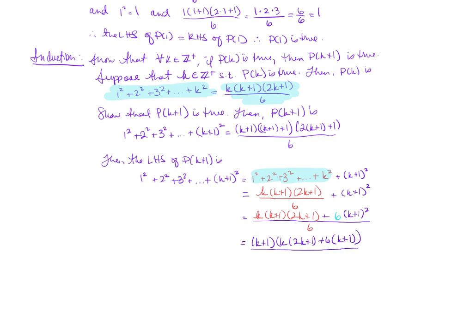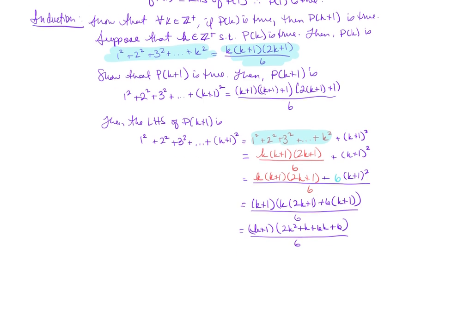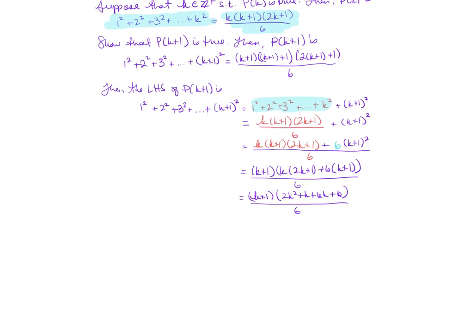And it's all over 6. So we have k plus 1, and then we get 2k squared plus k plus 6k plus 6, all over 6. So we end up here with k plus 1 times 2k squared plus 7k plus 6.